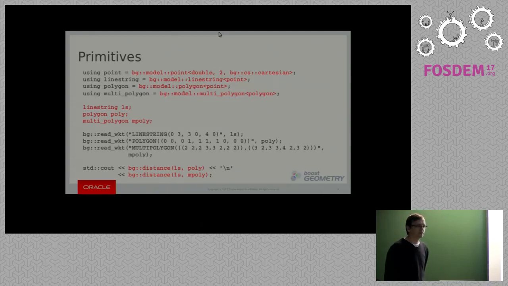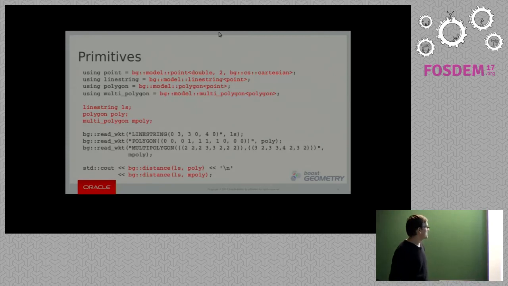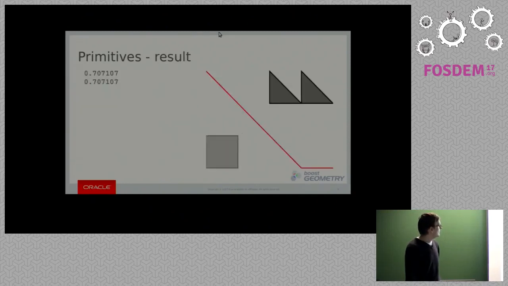In a way that a linestring is a range of points, a polygon contains an exterior ring and some number of interior rings also containing points, and a multi-polygon is a range of polygons. And here I create the objects, so the representations of linestring, polygon, and multi-polygon. Fill them with data and display some distances between linestring and polygon, and linestring and multi-polygon. This is done in Cartesian, as you can see at the top right corner. And this is how it looks. The distances between linestring and polygon and multi-polygon are the same.